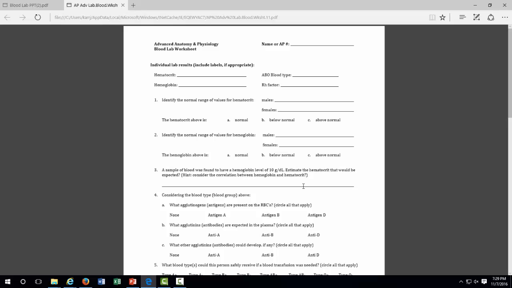So the first four you're going to fill out yourself. And if you're not doing anything in lab, if you're an online student, then you would just put the normal values in there. Or if you know what you are, you can put those numbers in there. But you can just skip that first part or make something up. For number 1, the normal range for hematocrit for males is what? 40 to 54, and for females? 37 to 47.